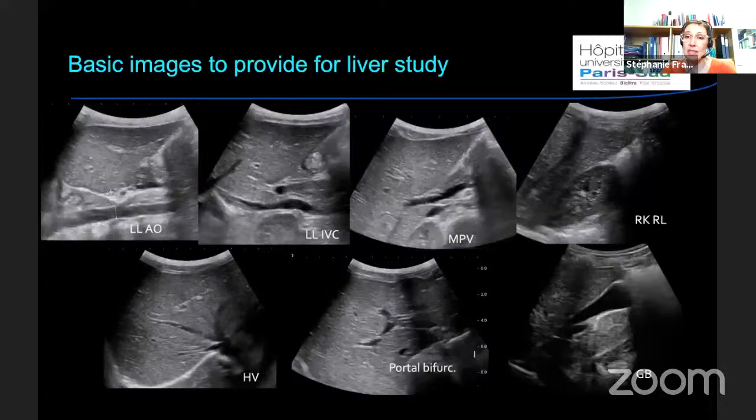Then with a subcostal approach, recurrent, you will have the hepatic veins, more caudally the portal bifurcation, and of course you will also see the gallbladder.